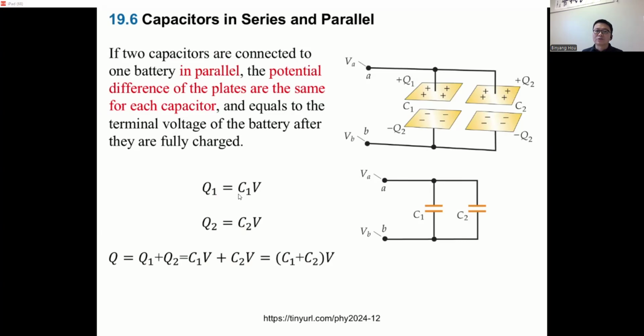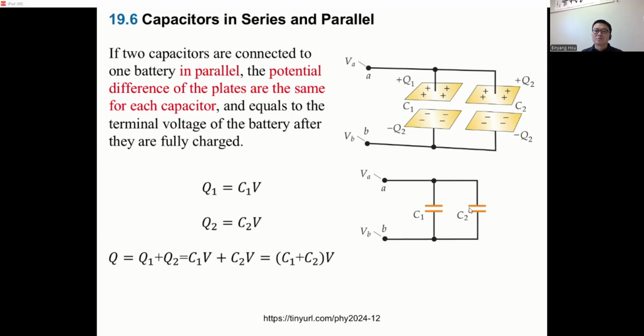So we can calculate the charge on each one because they share the same voltage. We'll just say V across the two, the difference between these two points. So the same V. On the first capacitor, the charge on the plates will be Q1, which is C1 times V. On the second capacitor, the charge on the two plates will be Q2, which is C2 times V.